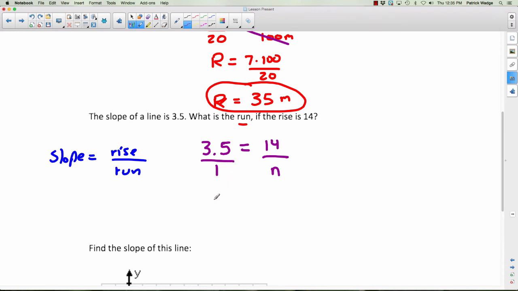All right, we're good to cross multiply now. What are you going to cross multiply? You're going to go 1 times 14. Oh, that's easy. And then you're going to divide by 3.5. And, oh, that's nice. It goes in evenly, 4 times. So the rise is 14. It doesn't say what units are. It doesn't say if it's centimeters, meters, so we can't put units here either. We don't know what they are. So we'll just leave it like that. N equals 4.